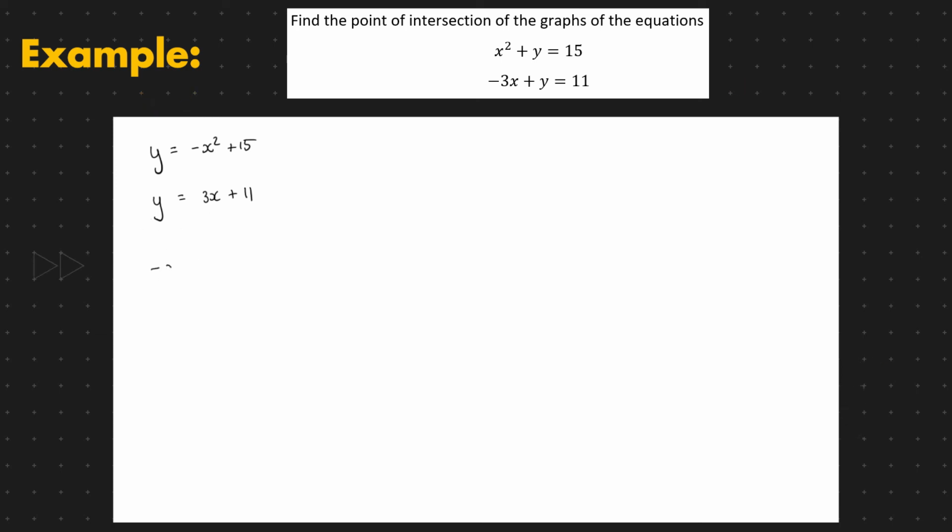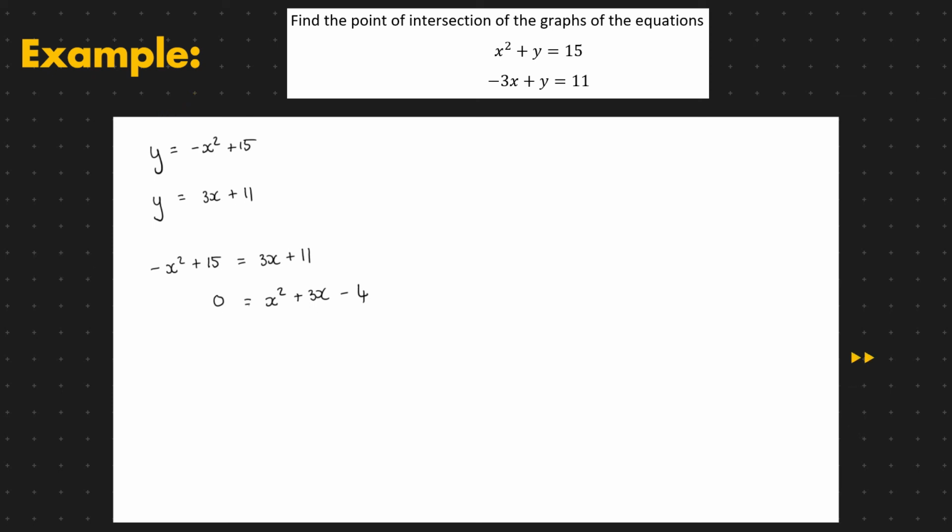So we're going to have negative x squared plus 15 is equal to 3x plus 11. So let's move everything to the right side. We're going to add x squared on both sides. So we're going to have a plus x squared minus x squared, that's going to give us a 0. So we're going to have here x squared plus 3x. Then we're going to subtract 15 on both sides, so we're going to have 11 minus 15, that is going to give us negative 4. And 15 minus 15, that will give us a 0.